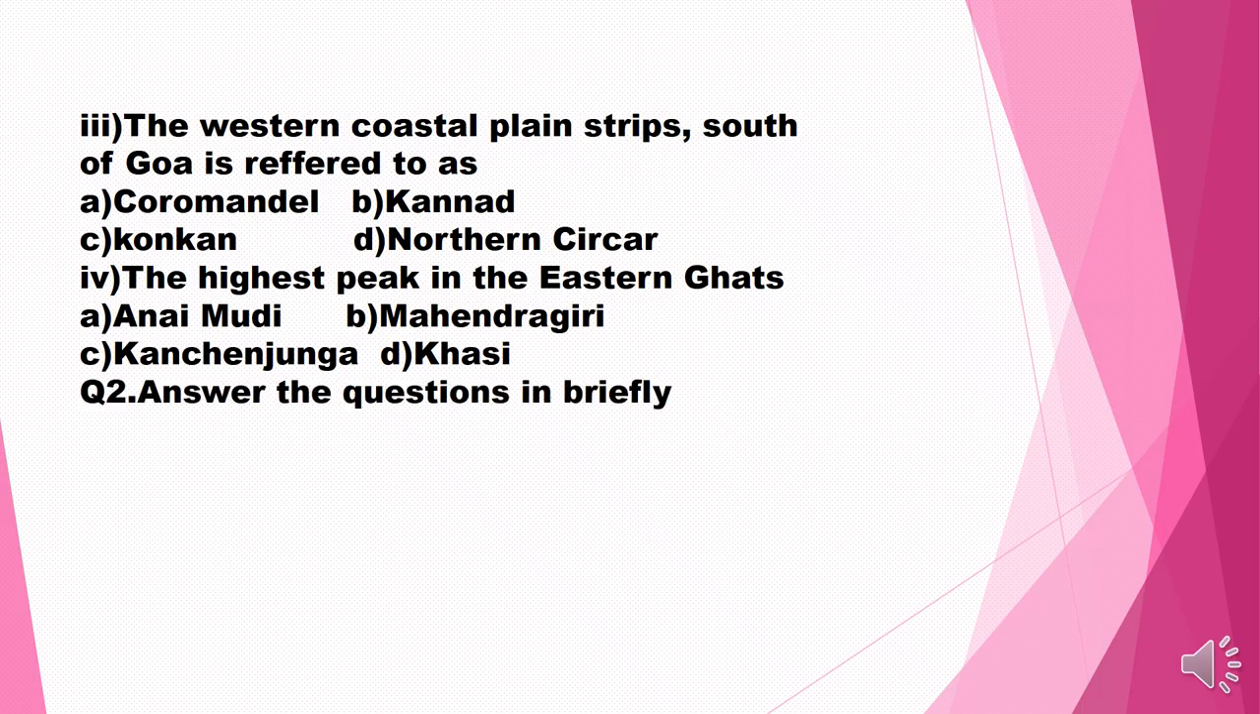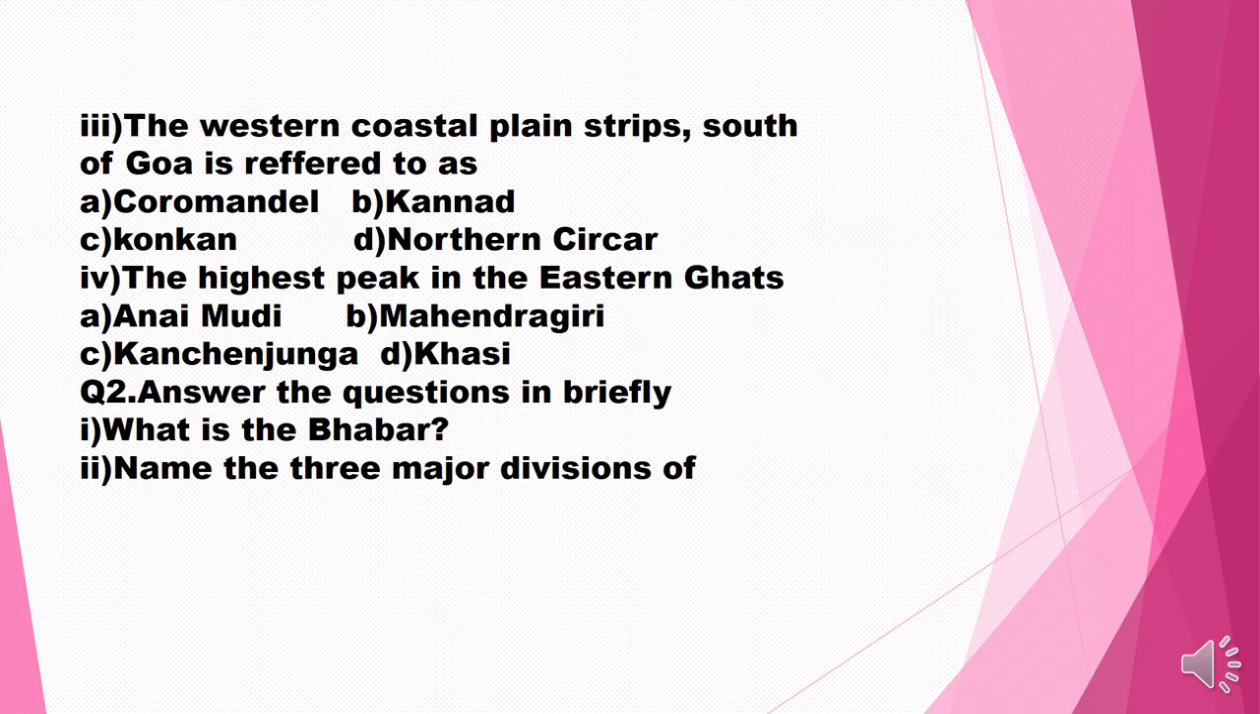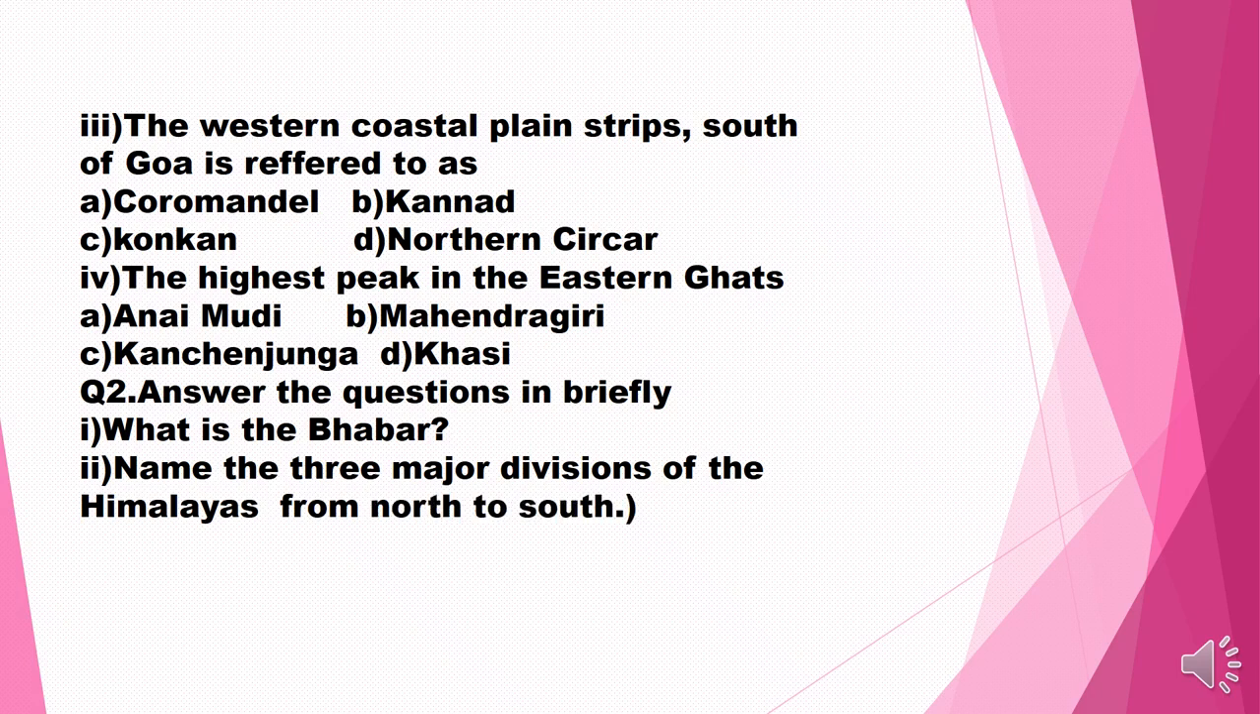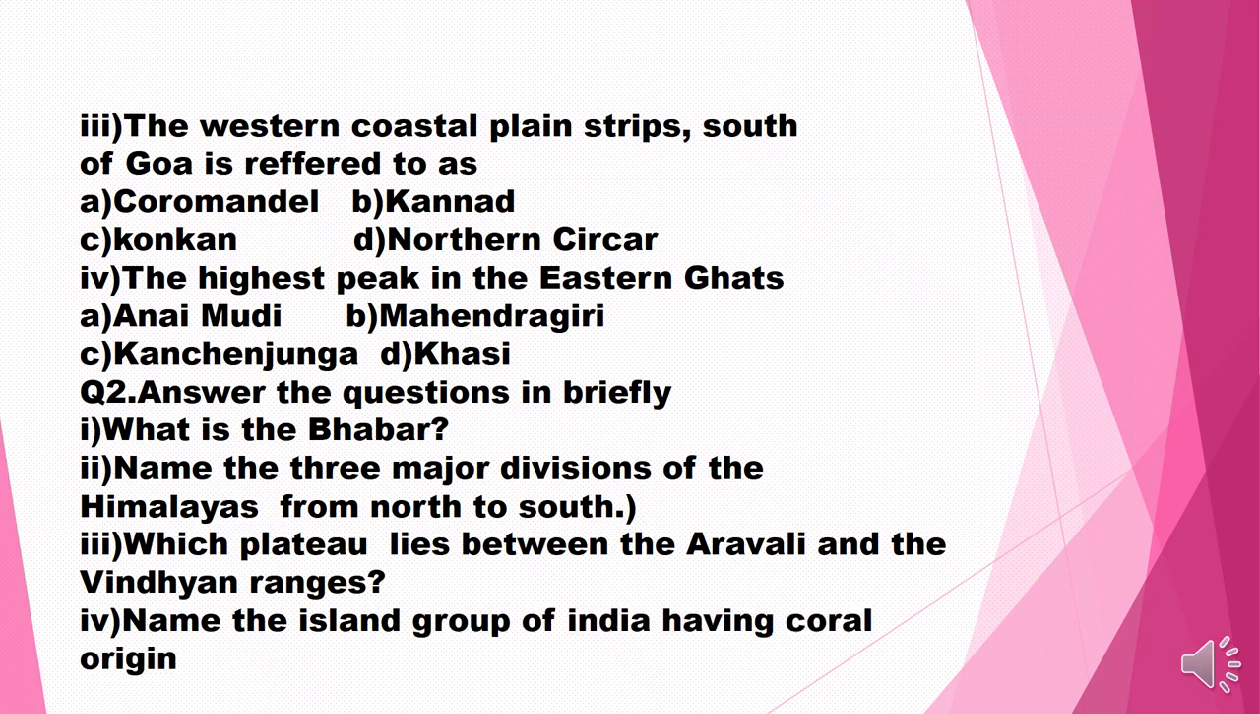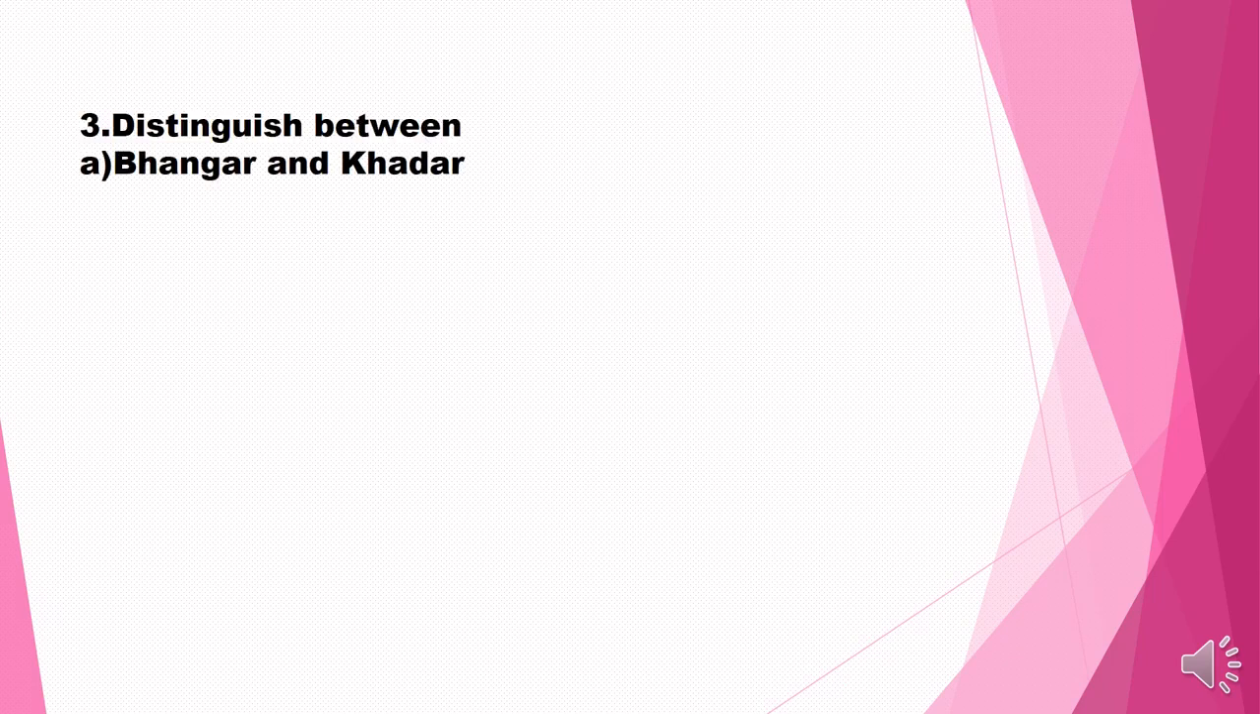And question number second: answer the questions briefly. First question, what is the Bhavar? Question second, name the three major divisions of the Himalayas from north to south. Third, which plateau lies between the Aravalli and the Vindhya ranges? Name the island group of India having coral origin. And question third, distinction between Bhangar and Khadar, Western Ghat and Eastern Ghat.